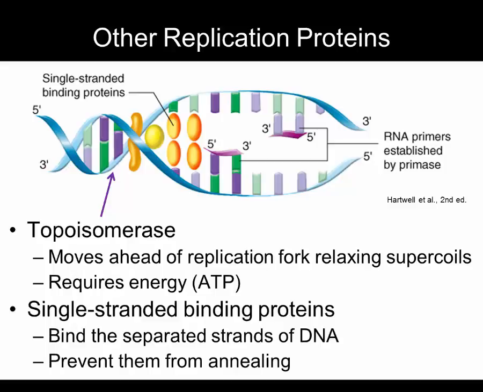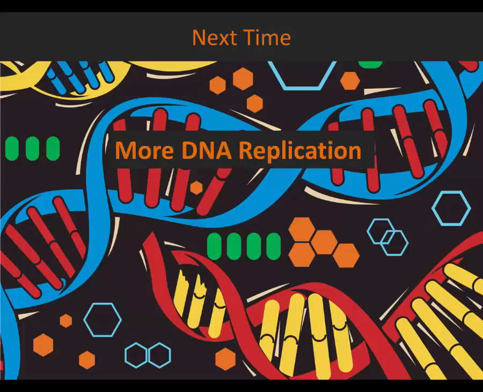Finally, we have single-stranded binding proteins, which, surprisingly enough, are proteins that bind single-stranded DNA. They prevent the strands from coming back together, or annealing, before a new strand is synthesized. This concludes our overview of the pieces of DNA replication. Don't worry if you're still confused at this point. This is one of the more complicated processes we discuss in this class. The next lecture will begin by reviewing this information, but this time going in chronological order. We'll also get into some of the specifics about how replication differs in eukaryotes and prokaryotes.